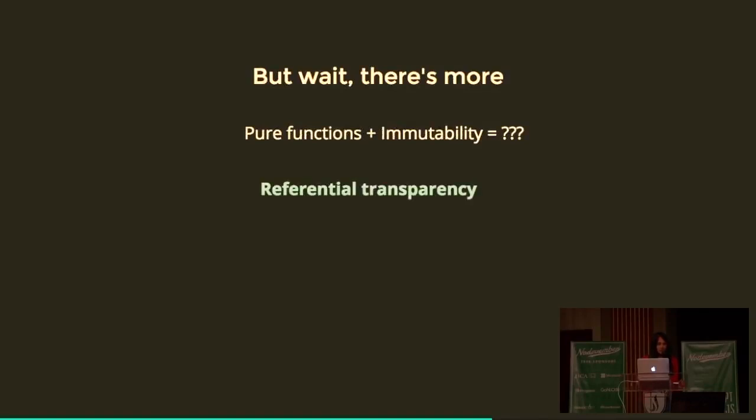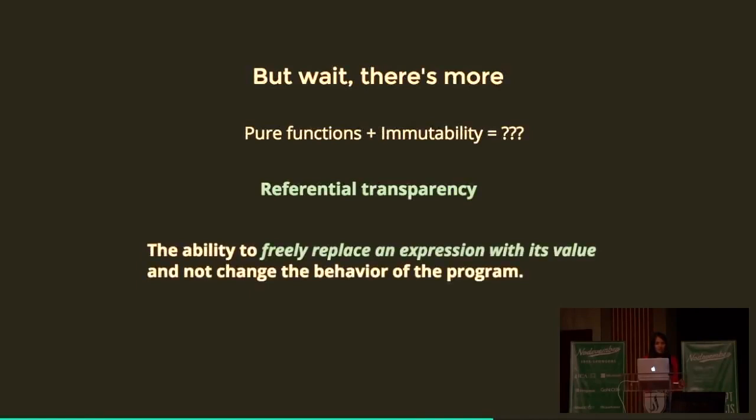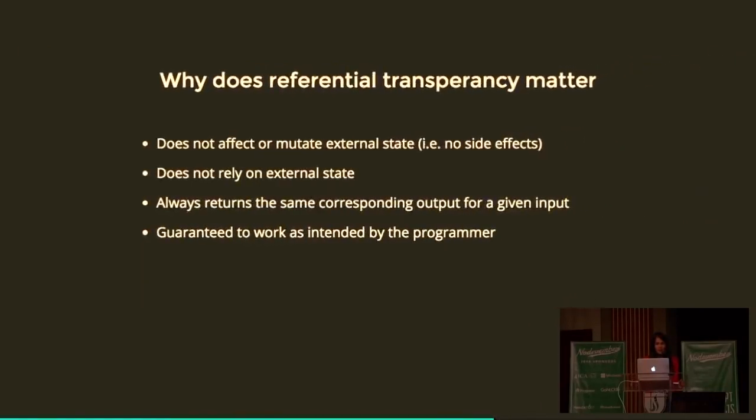But there's more. When you combine the previous two concepts of pure functions and immutability, what you get is something called referential transparency. This simply means the ability to freely replace an expression with its value and not change the behavior of the program. So anytime you see a function, you can replace it by the return value, and it'll always be the same, and your program should work the same. And why does it matter? Because if you go back to our checklist, when you have referential transparency, which means pure functions and immutability, what you get is all four.